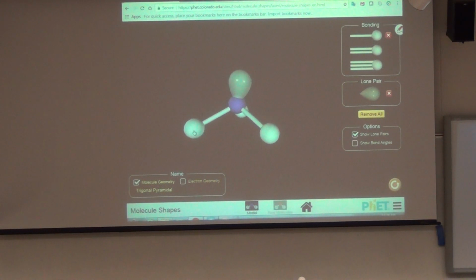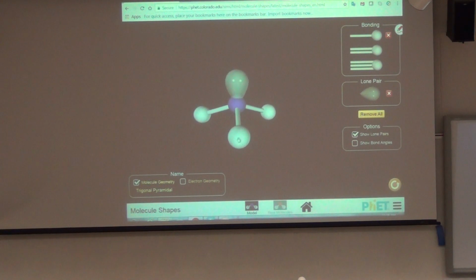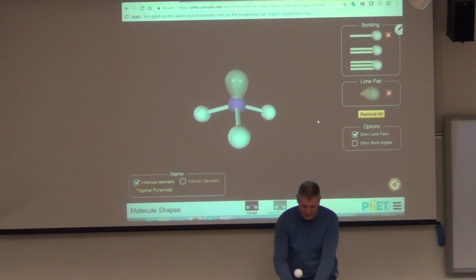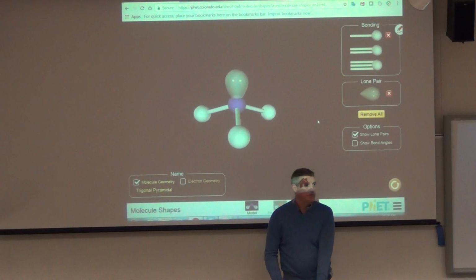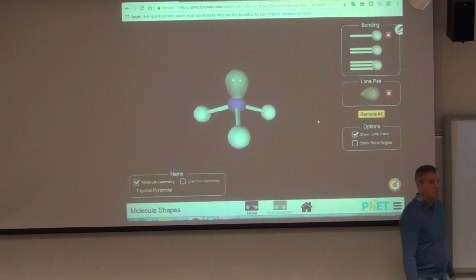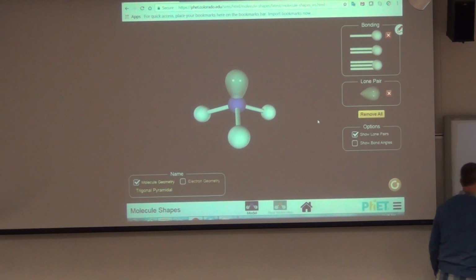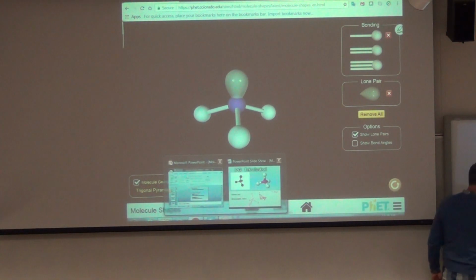We don't draw the lone pairs as part of our shape, and so that's going to look basically just like a little tripod or a 3-sided pyramid. We take this guy off, we got a pyramid with a face, and another face. So that's why it's called trigonal pyramidal, because it's a 3-sided pyramid.